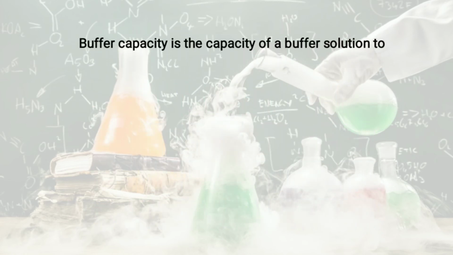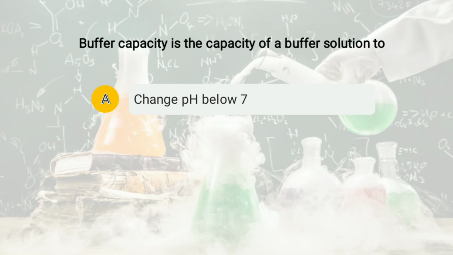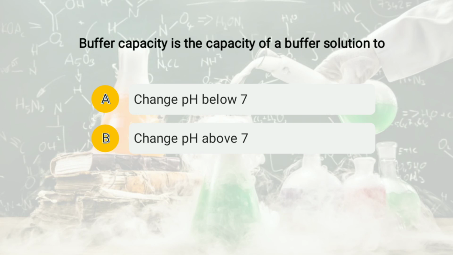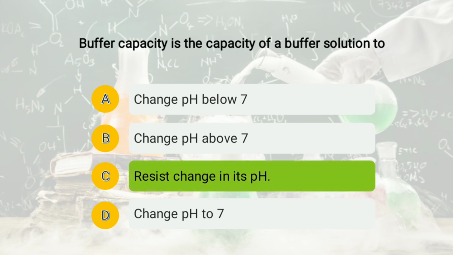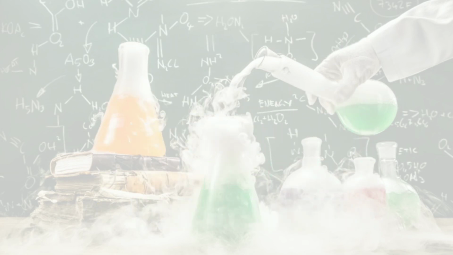The next question is: buffer capacity is the capacity of a buffer solution to ______. The options are A, change pH below 7, option number B, change pH above 7, option number C, resist change in its pH, or option number D, change pH to 7, that is maintain pH 7. The correct answer for this question is option number C, that is resist change in its pH. Okay, then moving to the next one.